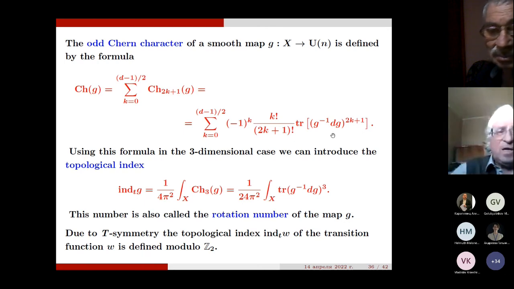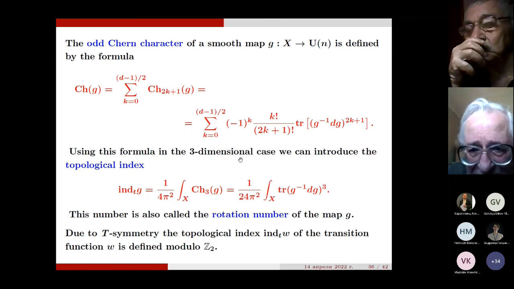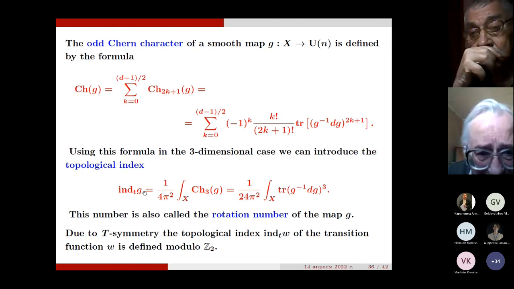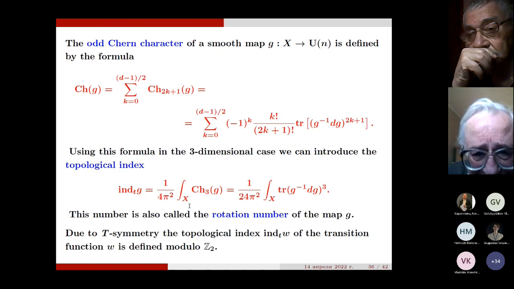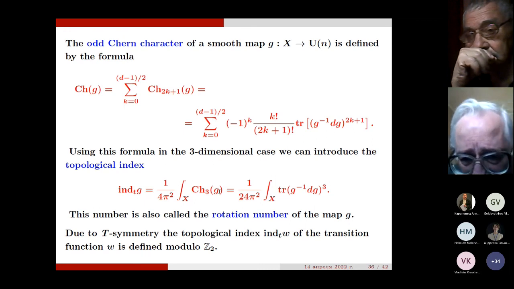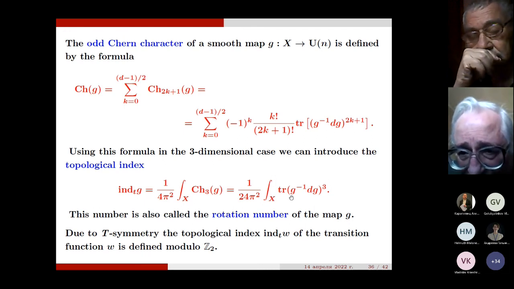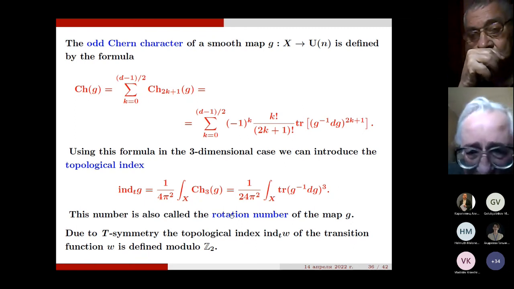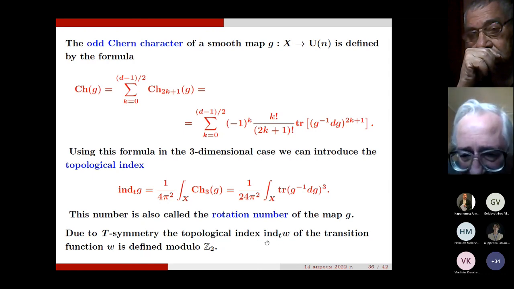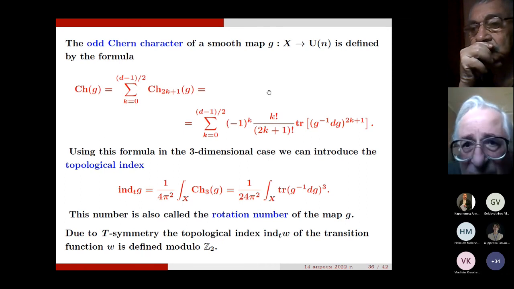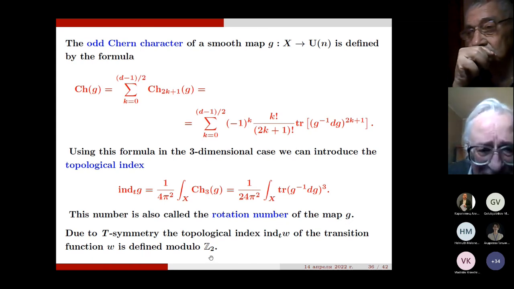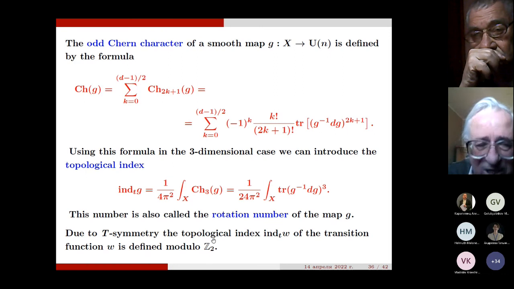If we use this formula from topology in our three-dimensional case, we can introduce the topological index of this G in the following way. This is just the integral over the space X of, there is only one here, this three-dimensional Chern number. Or we can rewrite it like that using this formula. This number is also called the rotation number of this map G. Due to T-symmetry, the topological index taken of the transition function W, so instead of G, we now take transition functions from X to U2, is defined modulo Z2, in fact.